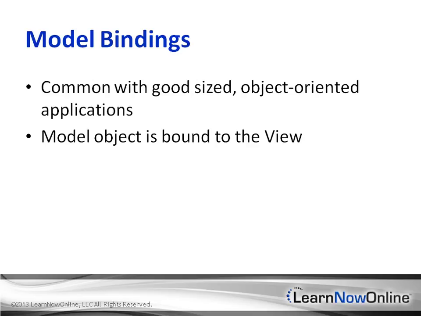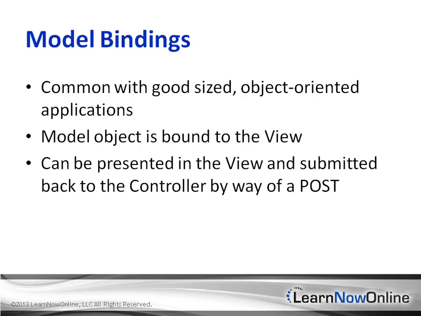The model object is bound to the view by the controller. So that much we know. The controller gets the model, it gets the view, it smushes them together, and the view can display pieces of that model, return that dynamically to the user. But you can also submit that model back to the controller by way of a post action. So if you have a form and all the fields of that form match your model, you can submit that back to your controller action and it will actually put those together back into a model object.